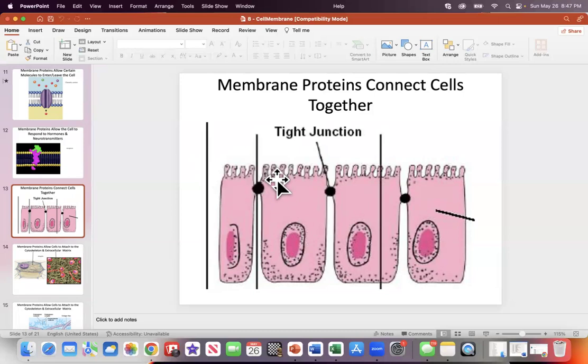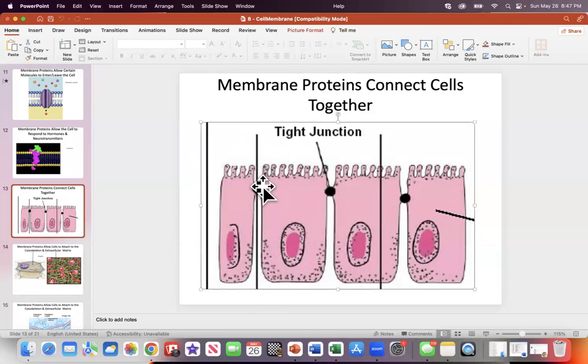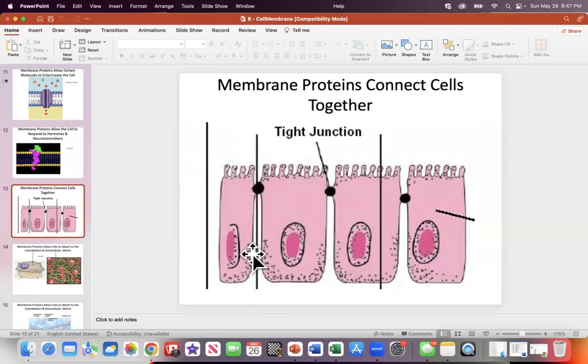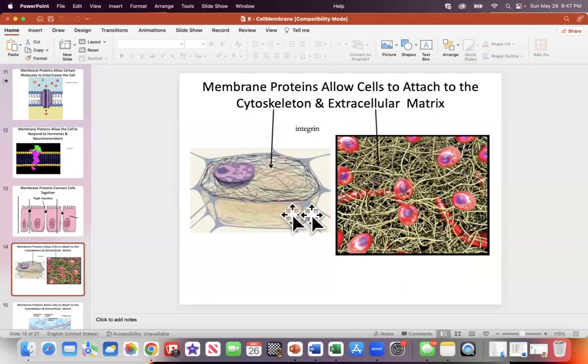Not just your skin, also your digestive system, your small intestines. Bacteria won't be able to go through the gap between your small intestine cells into your body because they have those tight junctions. If they are not tight enough, bacteria can go through. That's called leaky gut.